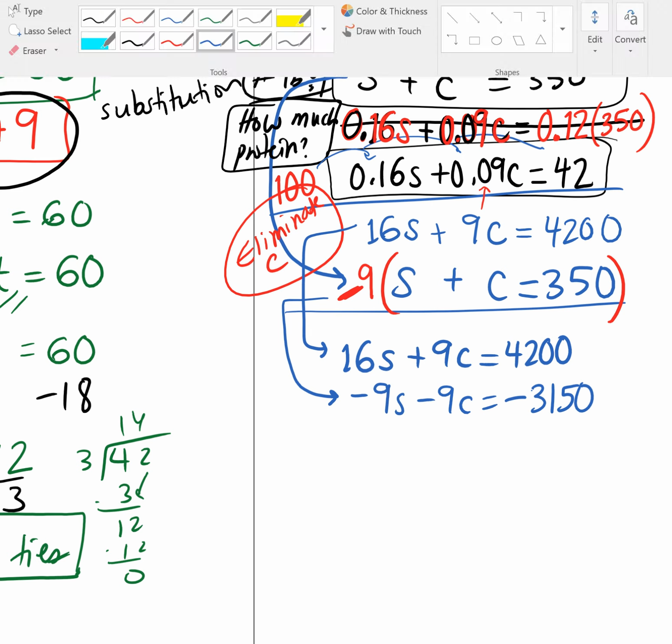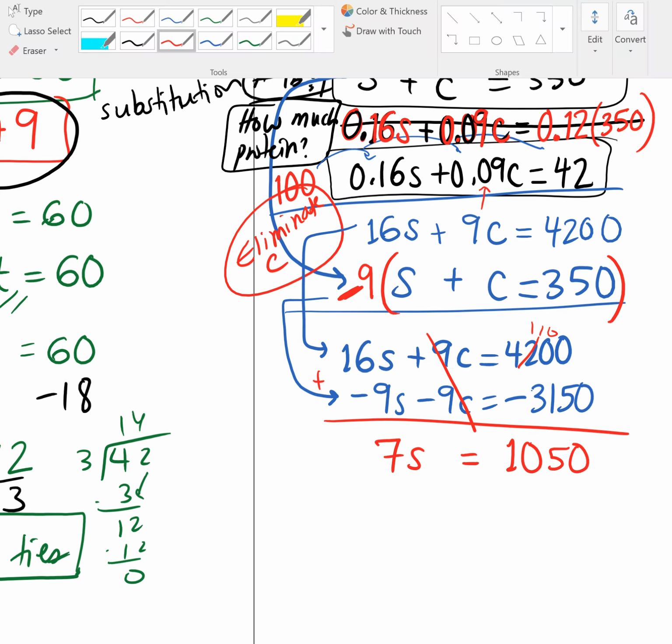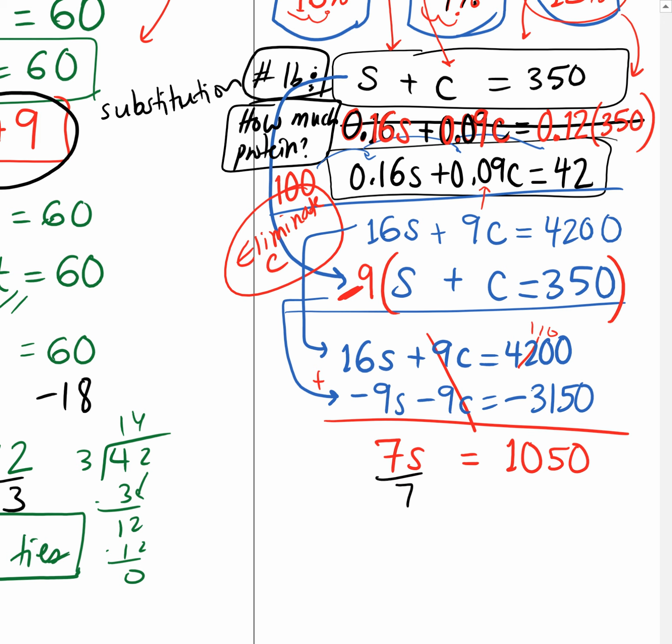All right, now we're ready to add these guys, and we'll eliminate C, and we'll be left with S. All right, C's are gone. 16S minus 9S is 7S. That's equal to, let me see, if I subtract these guys, 1,050. Okay. And then let's see, hopefully 7 goes into that number evenly, huh? So I have to divide by 7 to isolate S. Let's see, I'm going to try that.